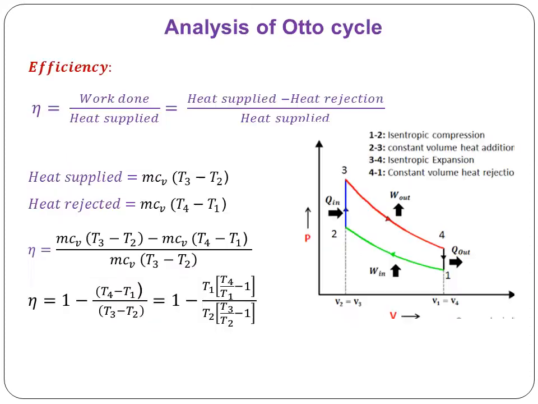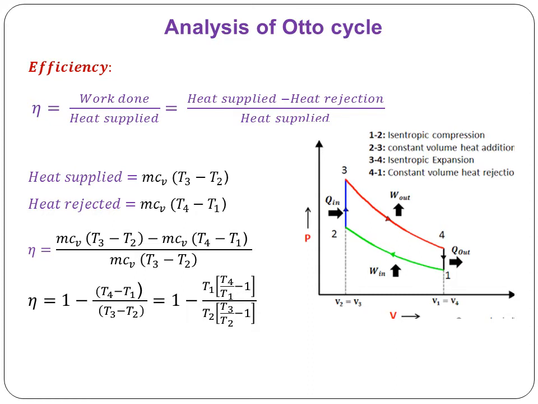So now we can analyze this cycle. There is an important parameter which we will calculate, and that is the efficiency. Efficiency in any work producing device is given as work output or work done divided by heat supplied.